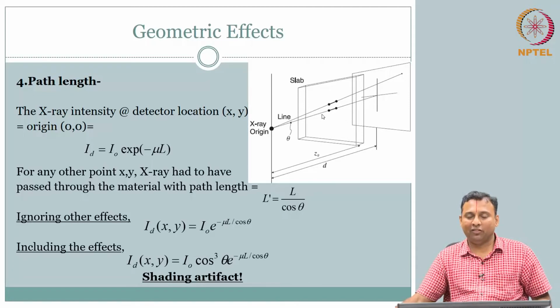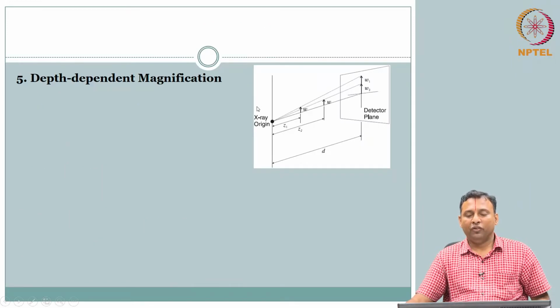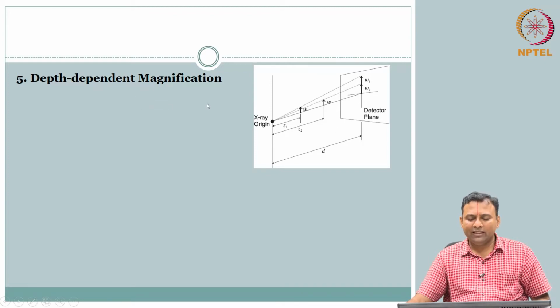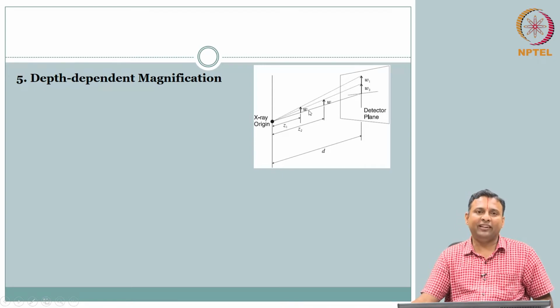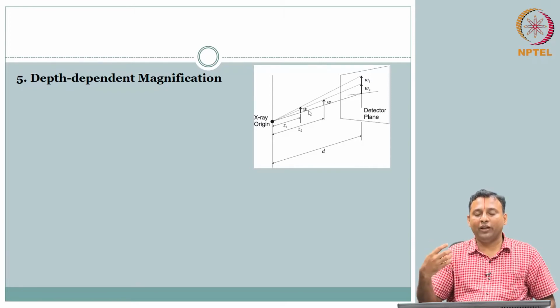So first is the geometric effect, then we have a few other things. Depth dependent magnification. This is something that we probably touched upon when we talked about image quality and accuracy, remember, artifact. In that lecture I said your geometries could be big or small depending on the magnification. So here is a more formal way to do it.